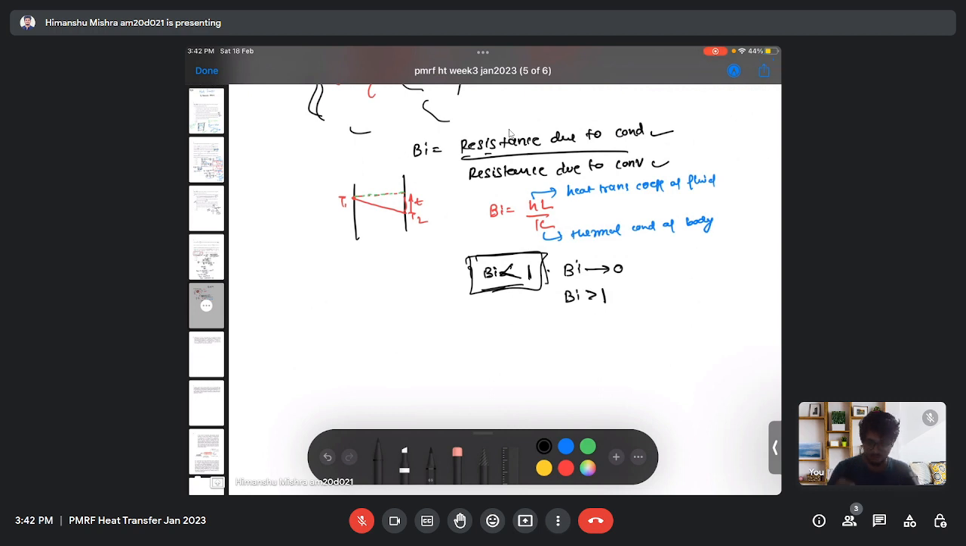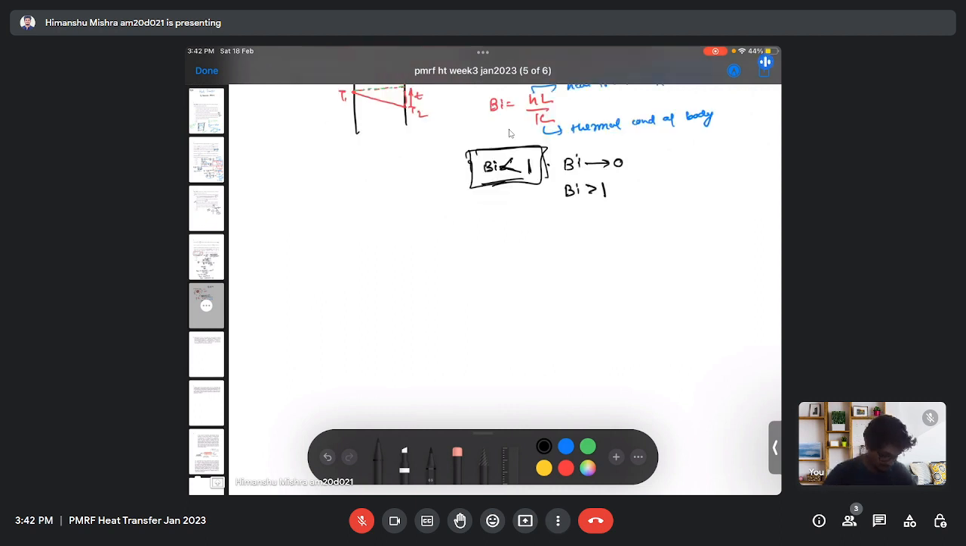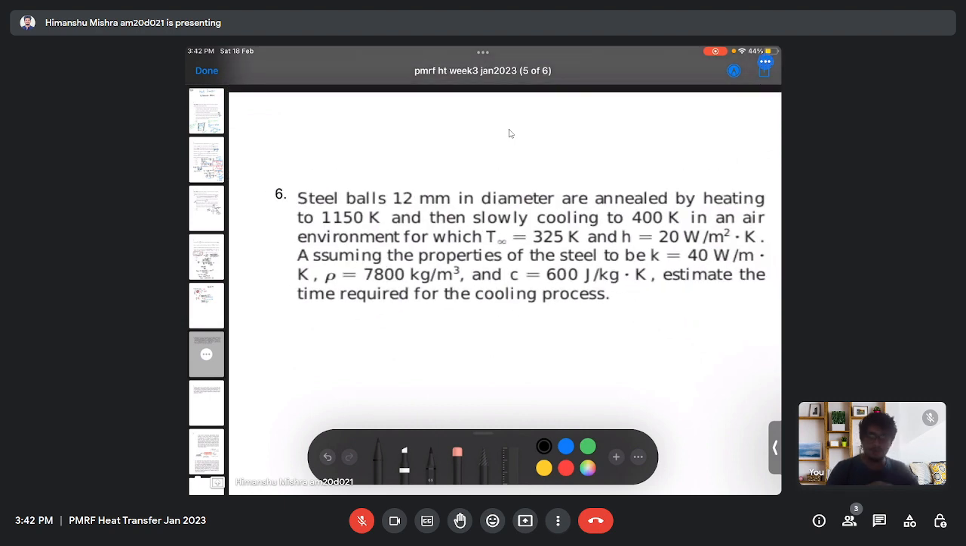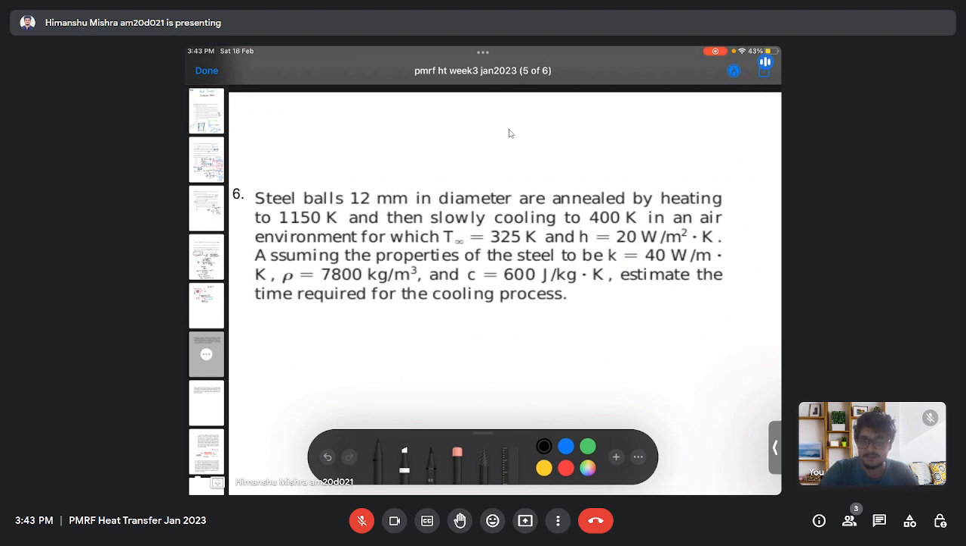No, sir. Okay, so let's solve some questions related to the same concept. The first question is related to lumped heat transfer. Steel balls of 12 mm in diameter are annealed by heating to 1150 Kelvin and then slowly cooling to 400 Kelvin in an air environment, for which T infinity is 325 Kelvin, and the heat transfer coefficient is given. Assuming the properties of the steel to be k equal to 40 watt per meter Kelvin, density 7800, and specific heat 600 joule per kg Kelvin, we need to estimate the time required for the cooling process.